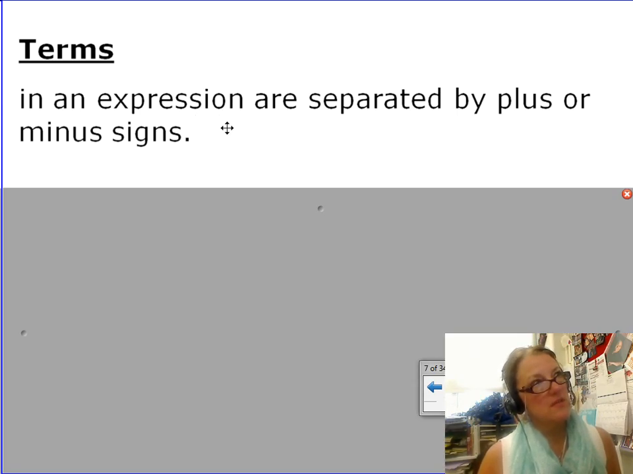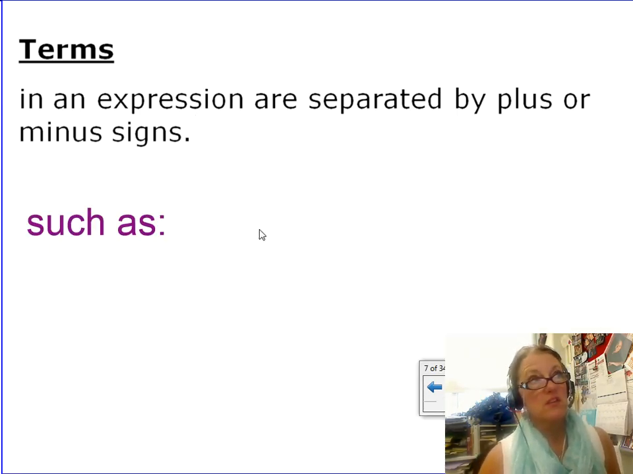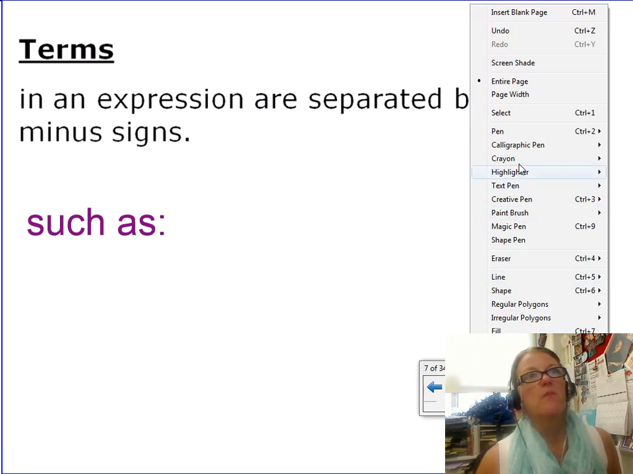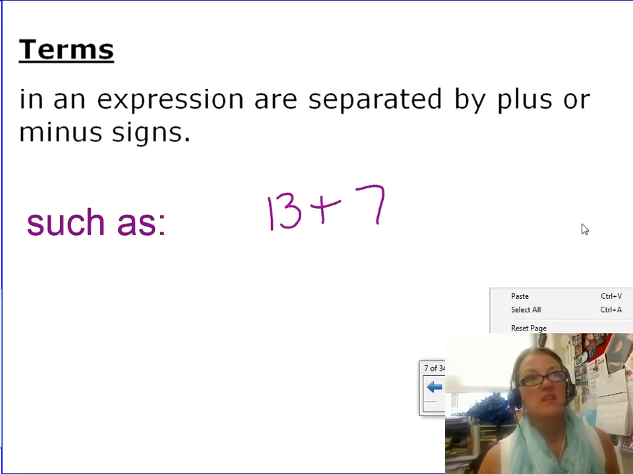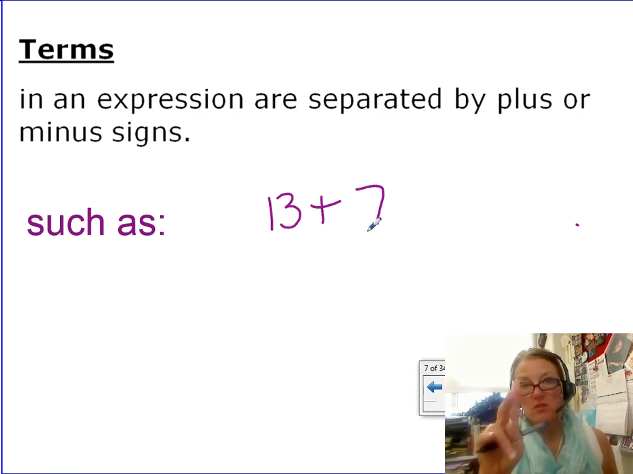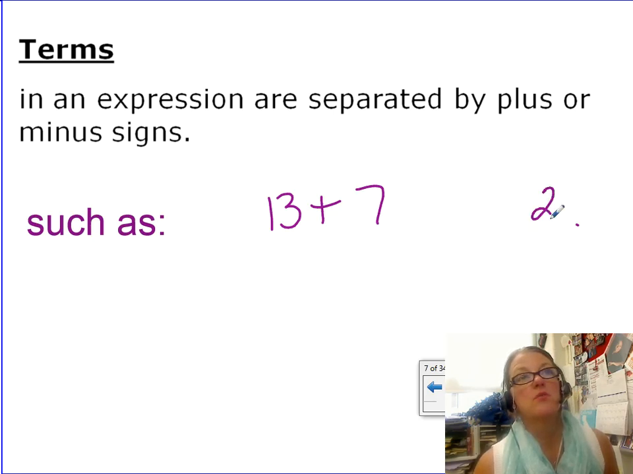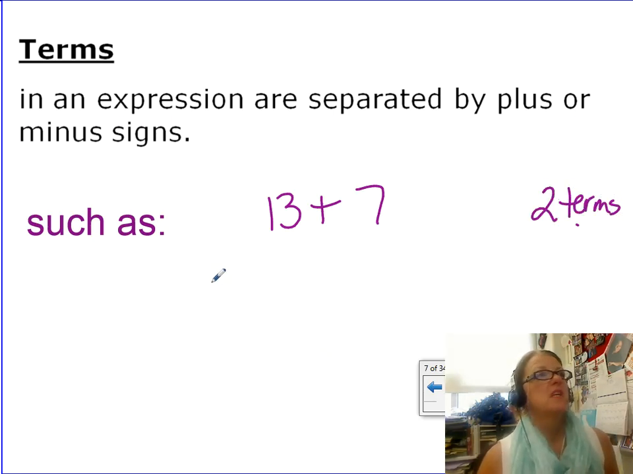And I didn't specify what kind of expression because it could be something as simple as a numeric expression like 13 plus 7. Okay, so technically right there, what you're seeing here, these two, the number 13 and the number 7, there are two items there. In other words, two terms. They're separated by an addition symbol.